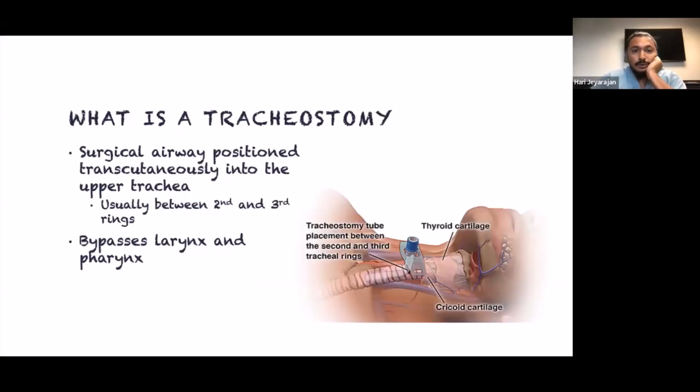All right. So first of all, what is a tracheostomy? A tracheostomy is essentially a reversible surgical airway that is positioned transcutaneously through the skin of the upper neck and entered directly into the trachea. It's usually between the second and third rings. The reason we do that is to avoid edema, scarring, and irritation of the subglottis, because that can make it uncomfortable for the patient, lead to constant coughing and edema, which can lead to voice changes. So this kind of airway bypasses the larynx and the pharynx, but it is reversible.